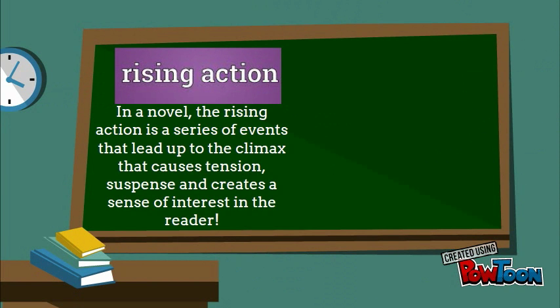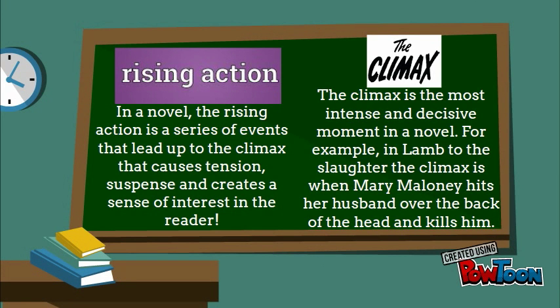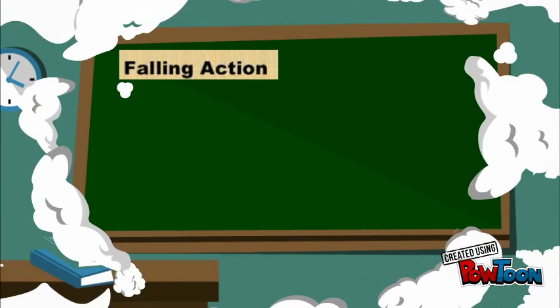In a novel, the rising action is a series of events that leads up to the climax, that causes tension, suspense, and creates a sense of interest in the reader. The climax is the most intense and decisive moment in a novel. For example, in The Lamb to the Slaughter, the climax is when Mary Maloney hits her husband over the back of the head and kills him.